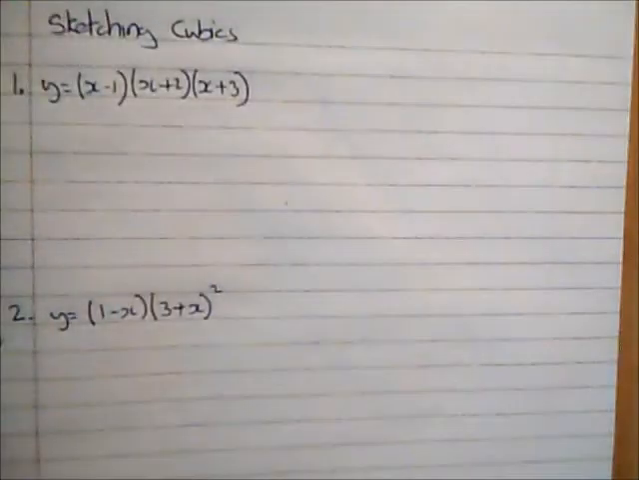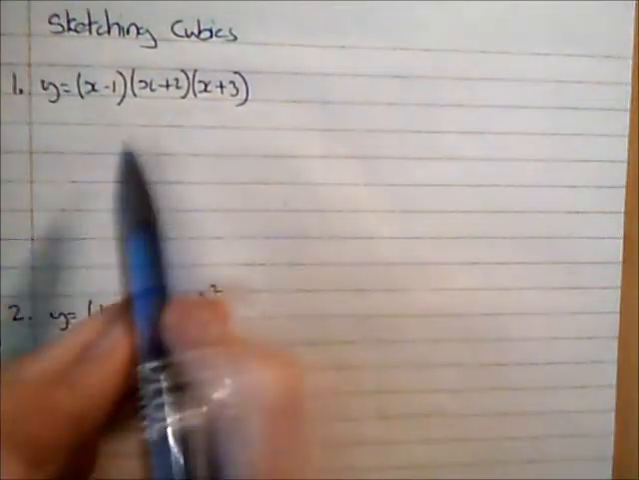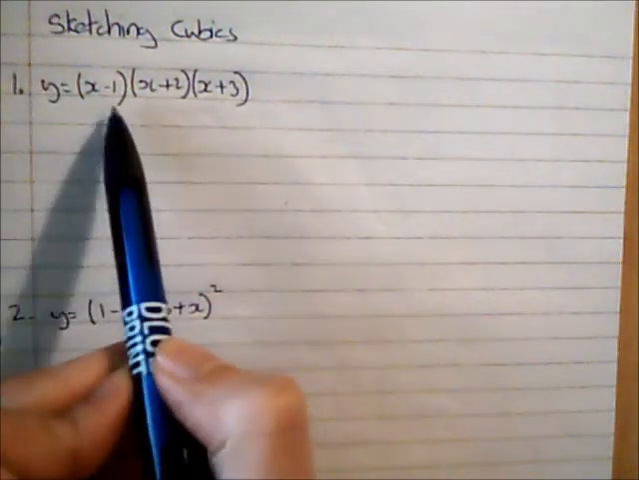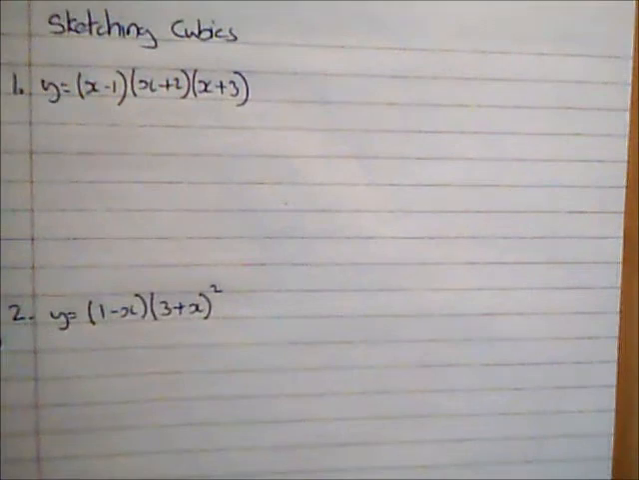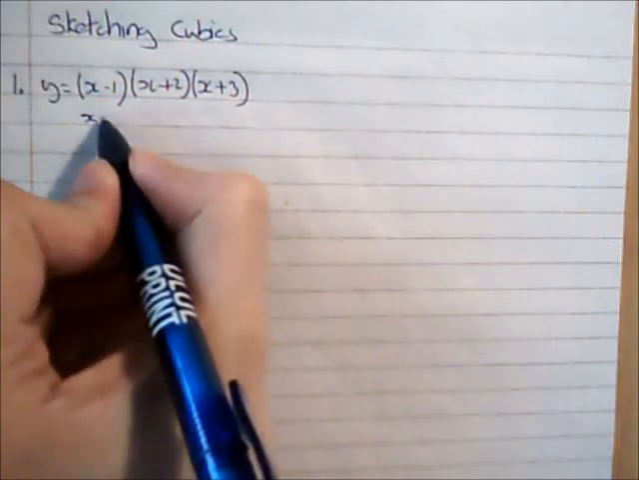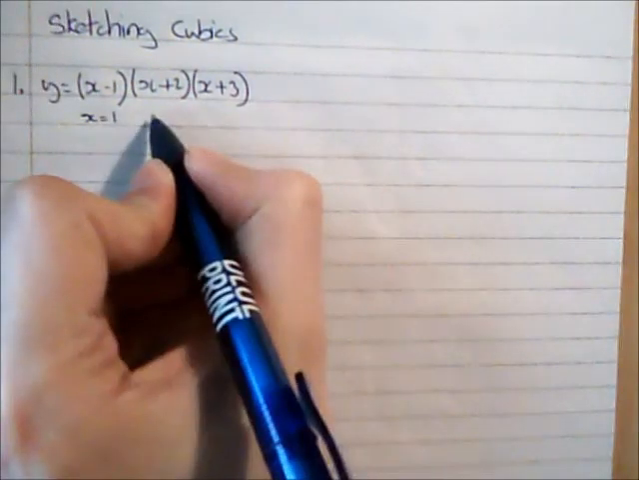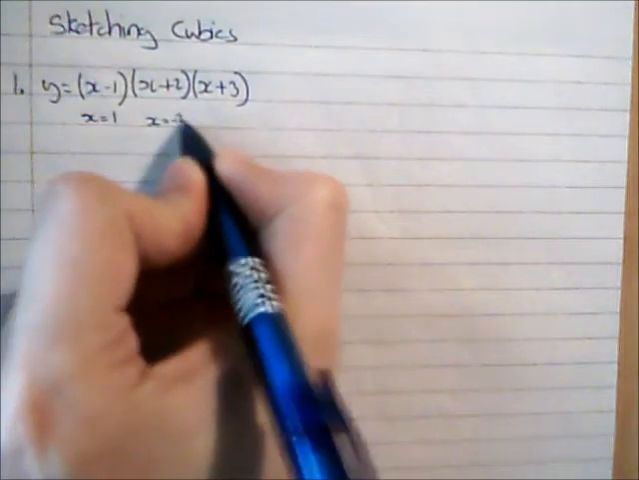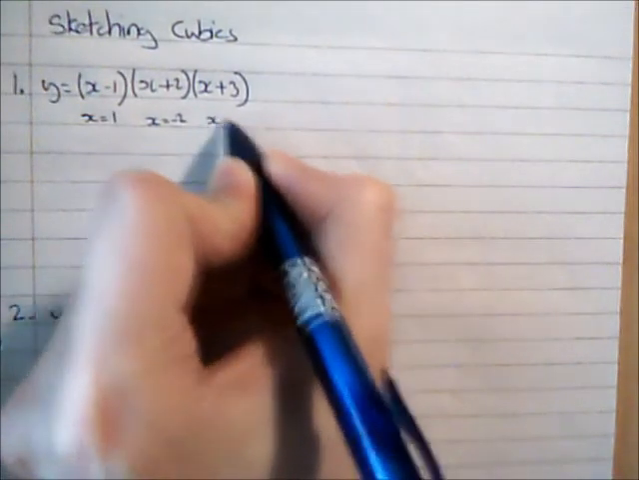In this video we're going to look at how to sketch cubic equations. So in order to sketch a cubic, ideally we want it factorised, and I want to find the points of intersection with either axis. To find the points of intersection with the x-axis, I know that y is 0. So for y to be 0, either this bracket is 0, so x is 1, or this bracket is 0, so x is negative 2, or this bracket is 0 and x is negative 3.